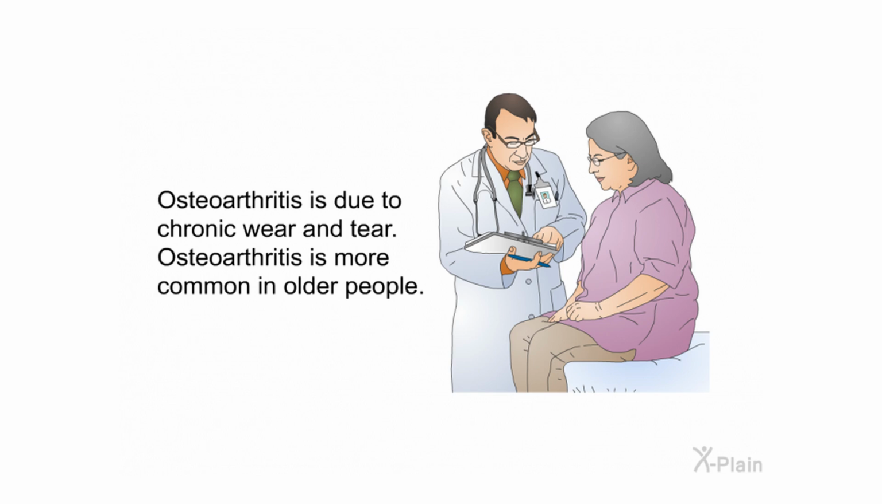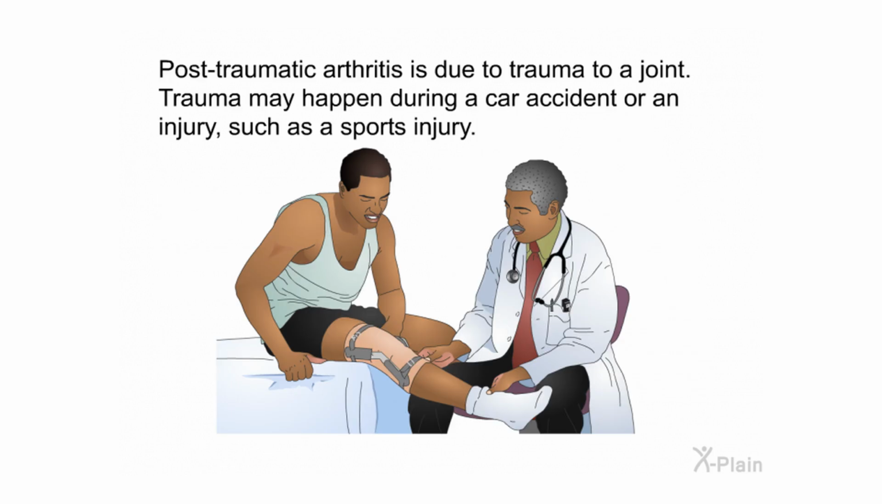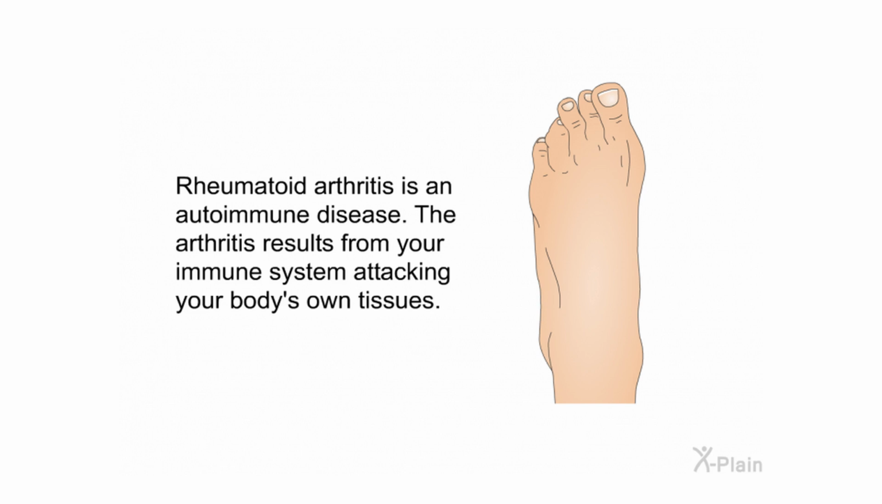Osteoarthritis is due to chronic wear and tear. Osteoarthritis is more common in older people. Post-traumatic arthritis is due to trauma to a joint. Trauma may happen during a car accident or an injury, such as a sports injury. Rheumatoid arthritis is an autoimmune disease. The arthritis results from your immune system attacking your body's own tissues.